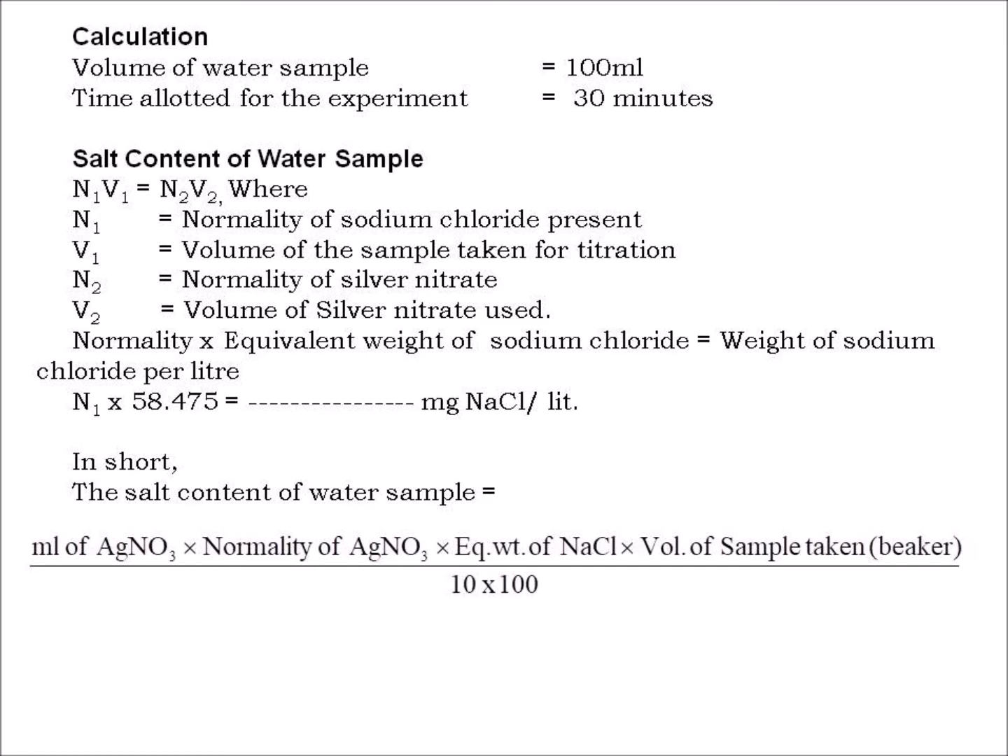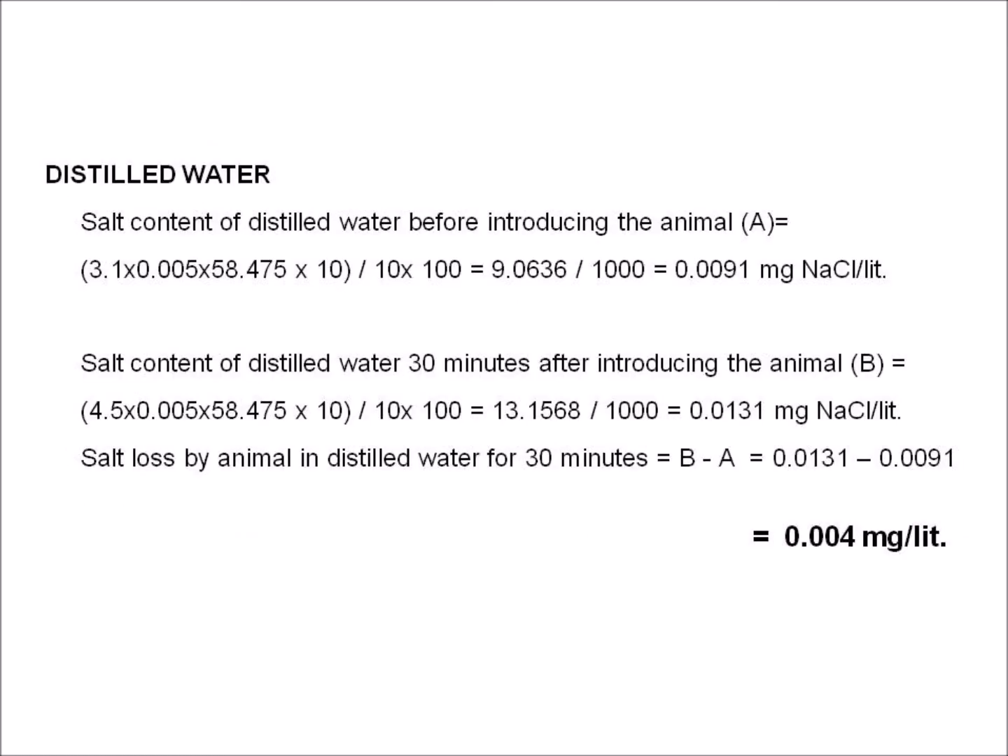See, that is given. Or the salt content of the water sample can be calculated by using the ml of silver nitrate used in the titration, the normality of silver nitrate that we know, 0.005, then the equivalent weight of sodium chloride that is 58.475, and the volume of sample taken in the beaker, that is 10 ml, divided by 10 into 100.